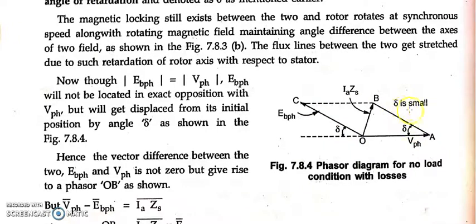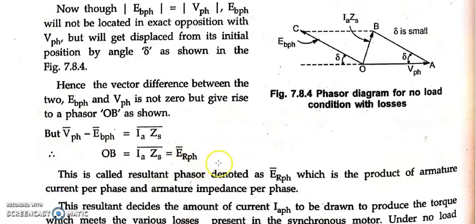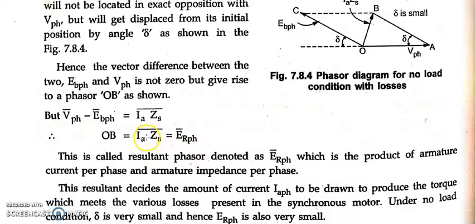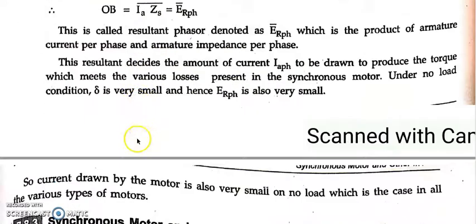As I said, delta is small. Why is it small? Because the load applied is very, very little. You can call it a no load condition, or light load condition. This phasor is called Ia into Zs. It is also called the resultant Er per phase, and this resultant is caused due to the losses. If losses are not there, this would be 0. It is always the product of armature current and synchronous impedance per phase.